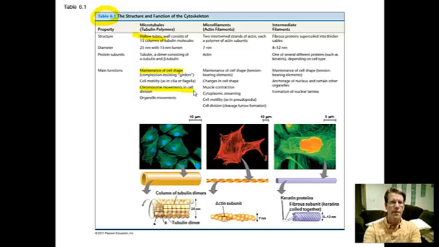You also have a very important function when the cell gets ready to divide. It's going to take the chromosomes and divide them up. That's called mitosis or meiosis, and we'll get into that a little bit later on. But moving those chromosomes around from one end of the cell to the other is done by the microtubules.